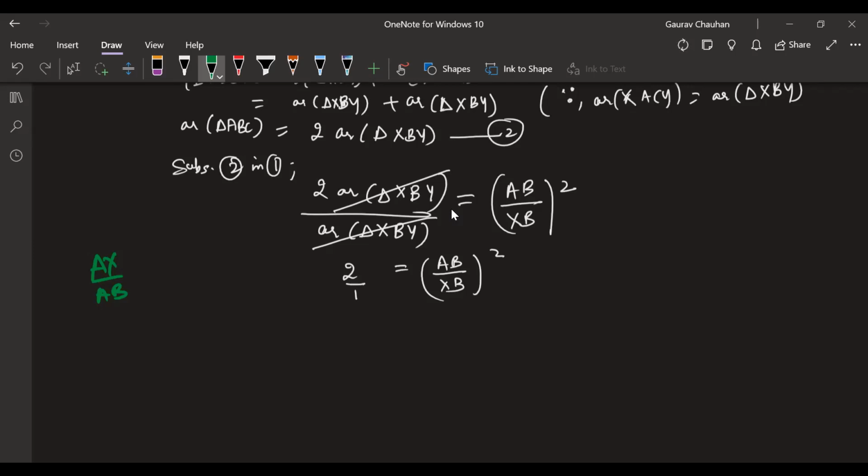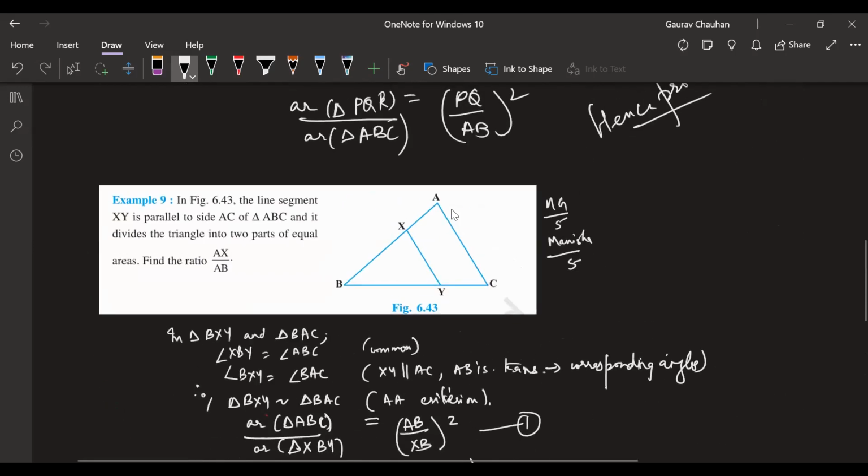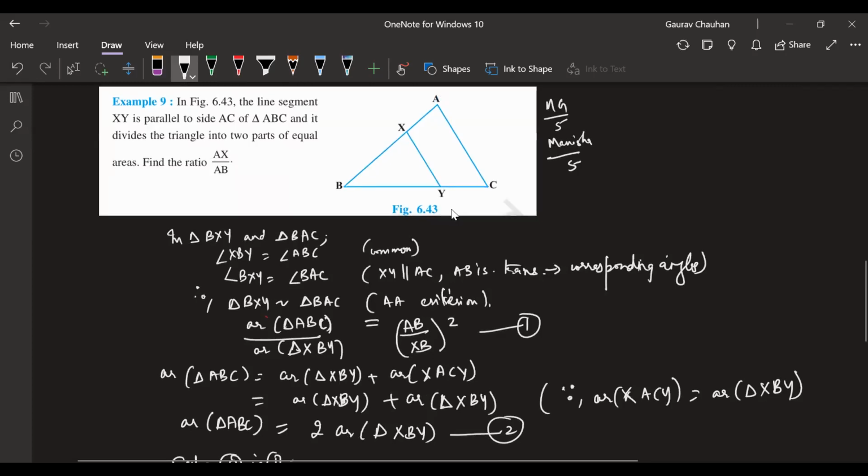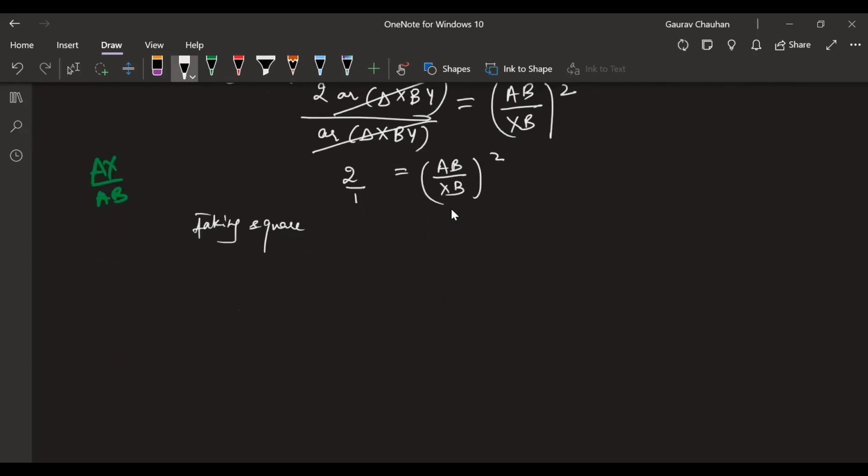First thing very clear to me is I should remove the square. We will reach there somehow. I'm going to show you how. But first I'm going to remove the square, so taking square root on both sides. And positive square root is enough. Why we don't need negative square root? Anyone can answer that? That's a question for you to answer for yourself. So root 2 by 1 is equal to AB by XB.